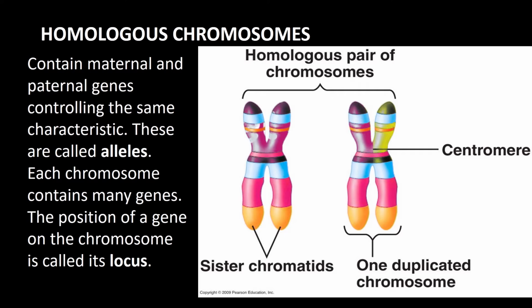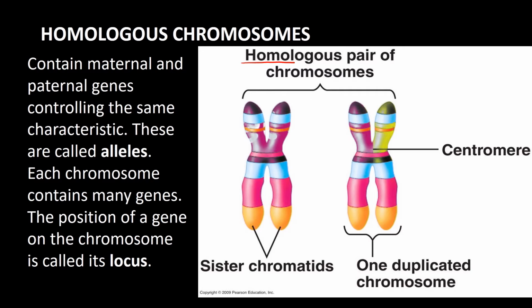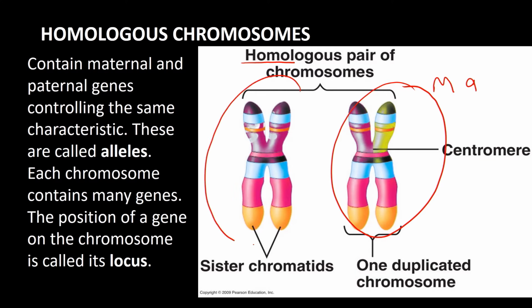Now, let's have a closer look at these homologous chromosomes. Remember, homo means the same. So these are chromosomes that contain instructions for the same characteristics. So you will have one chromosome which comes from your mother and one which comes from your father.